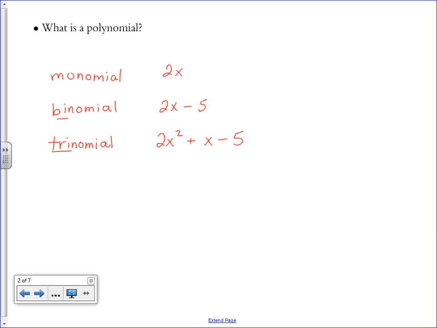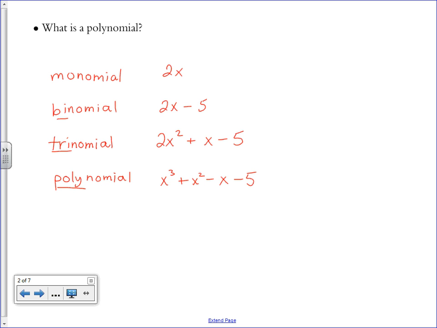And then we've got polynomial. Poly means many. The prefix poly means many terms. Technically, all of the above count as polynomials. 2x is a polynomial, 2x minus 5 is a polynomial, and we use it also to represent any algebraic expression that's got more than these three terms. So x to the third plus x squared minus x minus 5, for example.